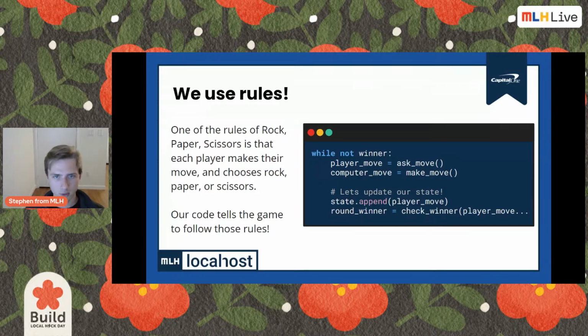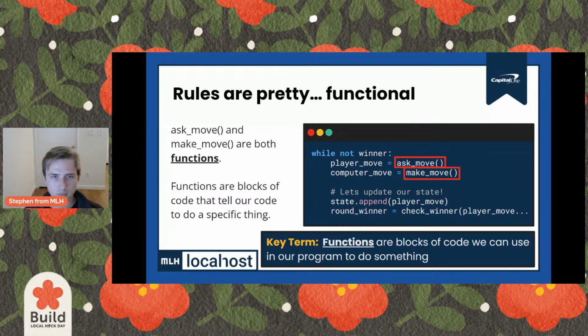You can see on this first line of the while loop that the player move is one variable and the computer move is the other. And so these are going to be where we store our moves. And then the state gets updated later. Both player move and computer move are stored values that are returned by a function. And these two functions are called ask move and make move. We haven't talked about functions yet in this workshop, but a function is basically a block of code that tells our program to do something specific.